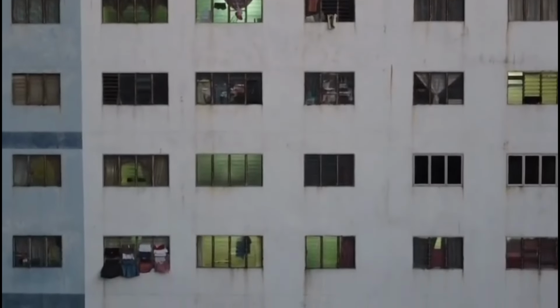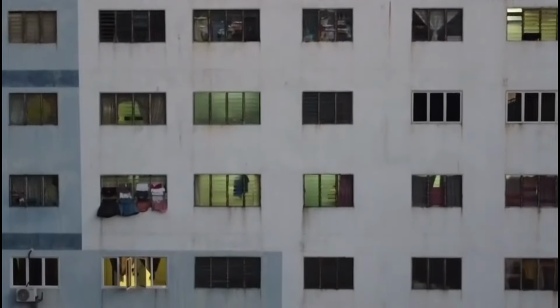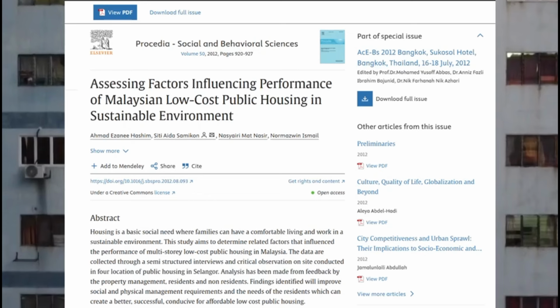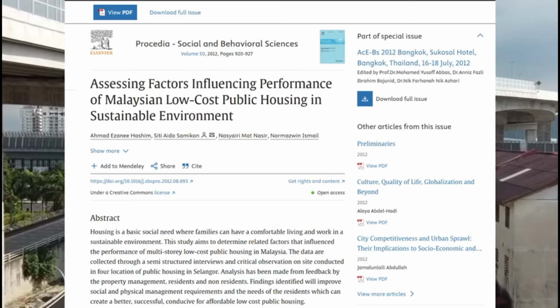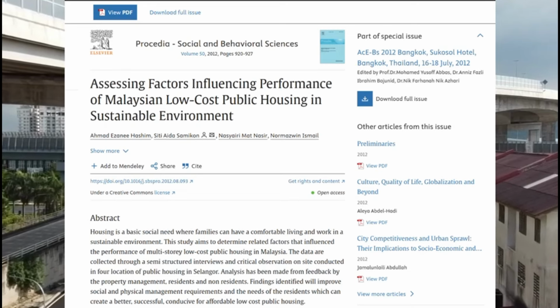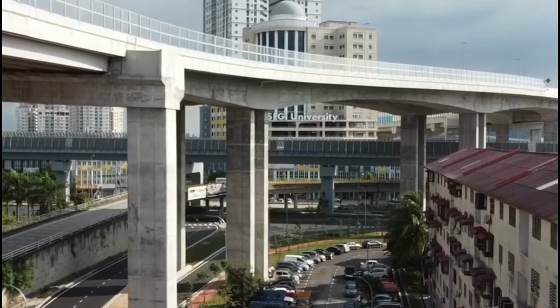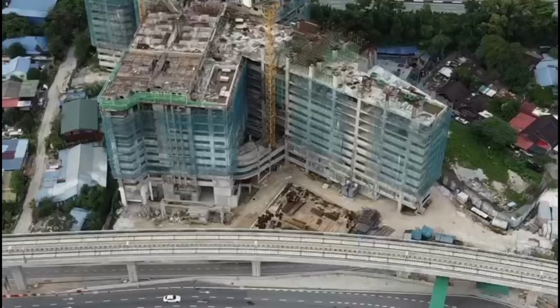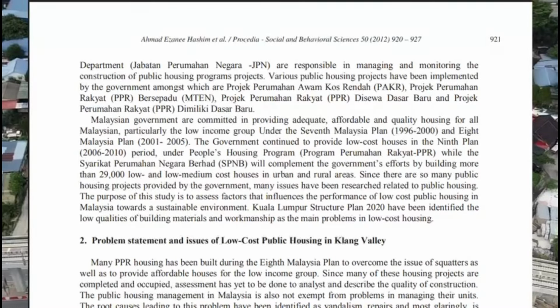Thirdly, poor construction quality. Many affordable housing projects suffer from low construction quality, including inadequate space, lack of community facilities, and insufficient parking. These issues violate urban construction standards and the goals of creating safe and livable environments. As noted in the Kuala Lumpur Structure Plan 2020, poor materials and high maintenance costs are common concerns.